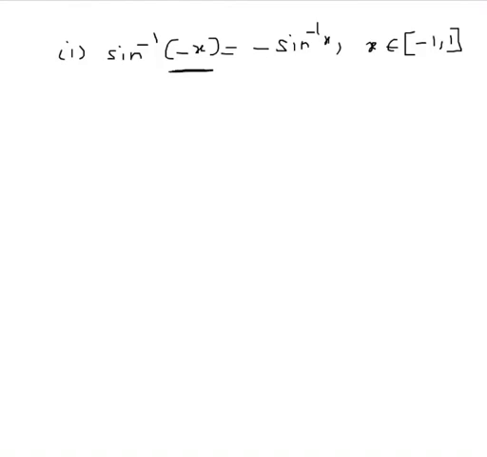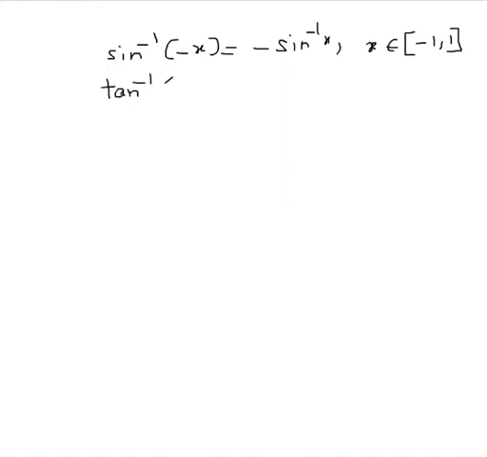Then the next set of formulae. We can prove all these formulae using substitution. Sine inverse of minus x is minus sine inverse of x, where x belongs to the closed interval minus 1, 1. In the previous exercise itself we saw that for negative values the angle is going to be negative, a fourth quadrant angle, because the principal value branch for sine inverse is the closed interval minus pi by 2 to plus pi by 2.